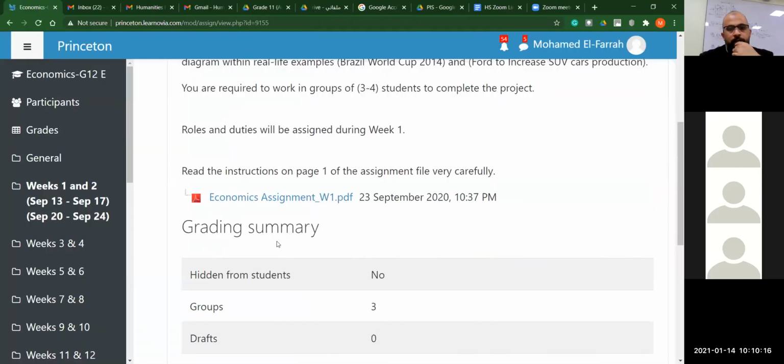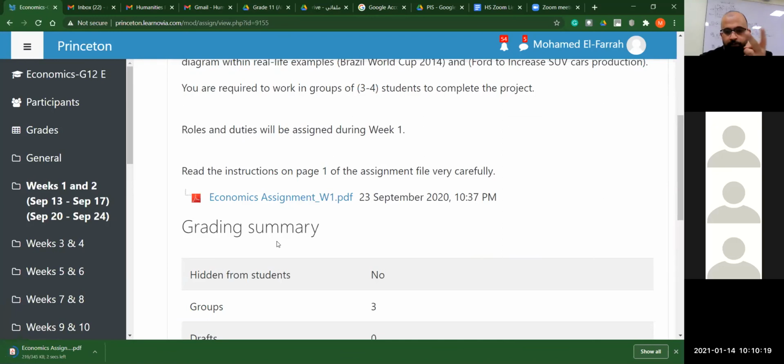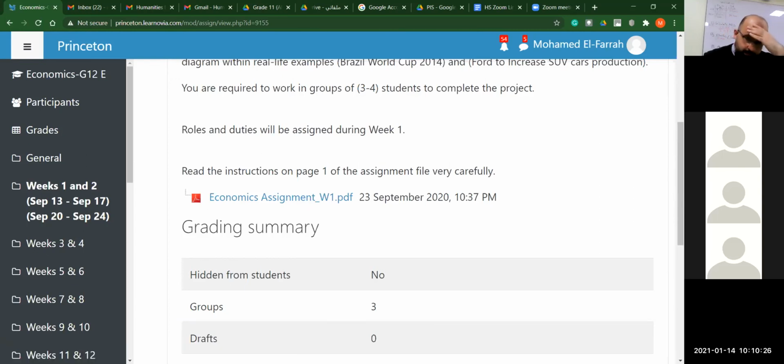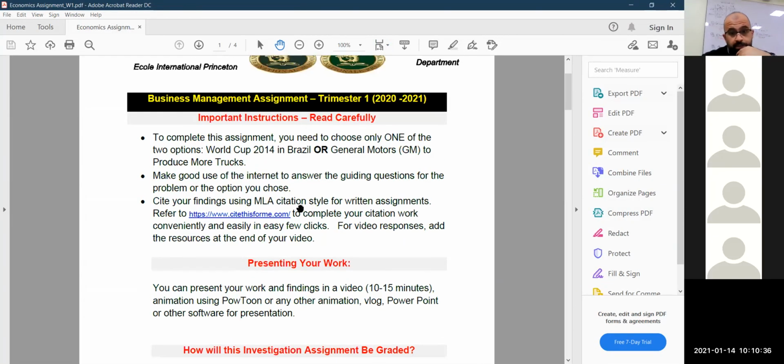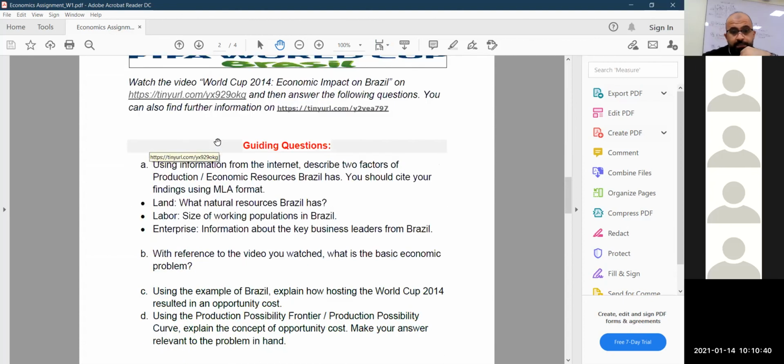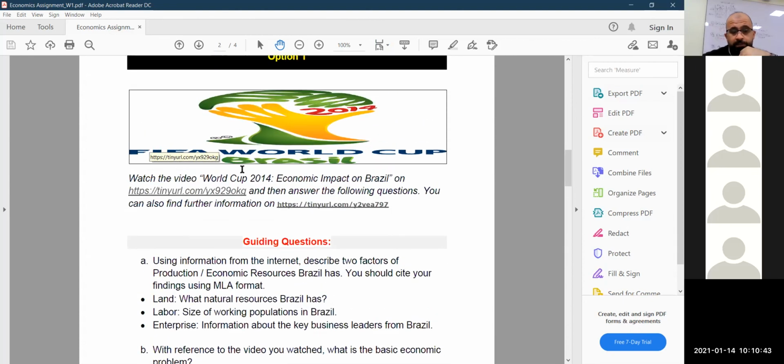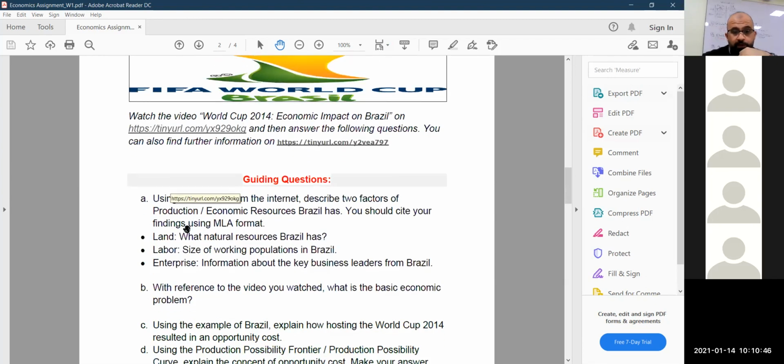You have one of 2 options, either to study the problem of Brazil hosting World Cup 2014. So this was the project that you're missing. If you choose the World Cup case study, you have a number of guiding questions. On each guiding question, try to collect as much information as you can, like what are the natural resources that Brazil has? Do not use Wikipedia, use more trusted sources.